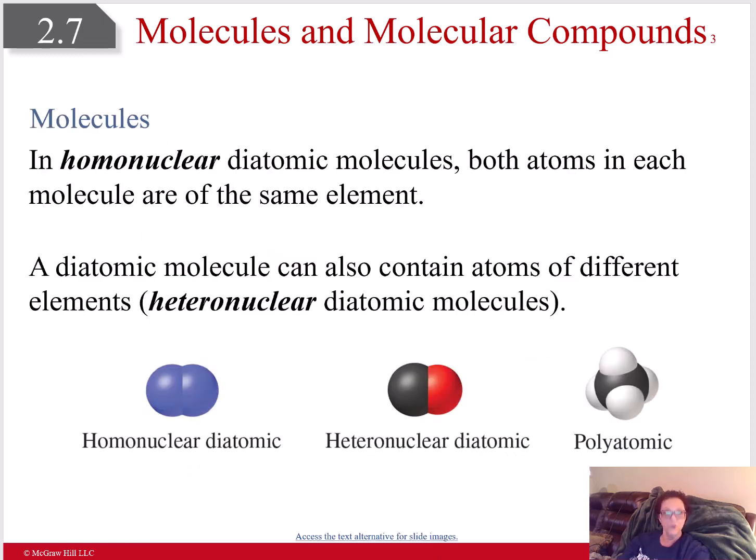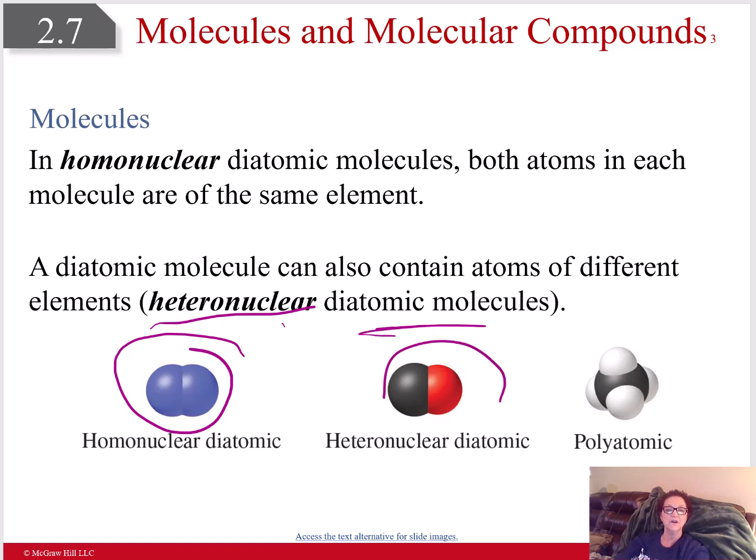In homonuclear diatomic molecules, both atoms are the same element, like in the case of H2. A diatomic molecule can also contain atoms that are different. So they are heteronuclear diatomic. So you could have carbon monoxide, for example.